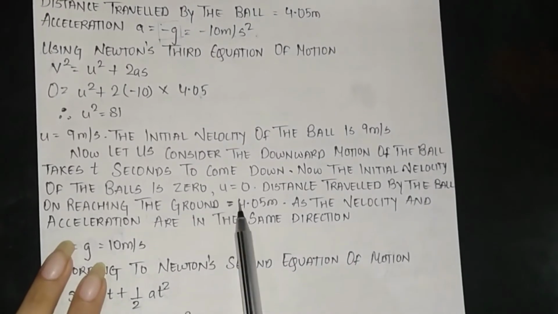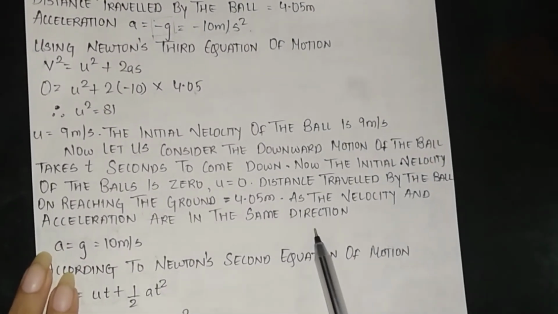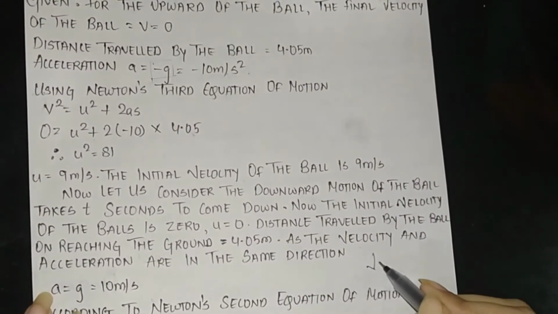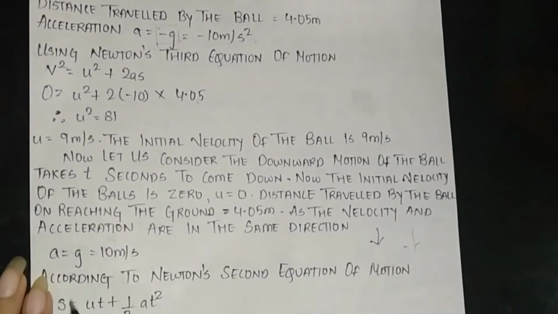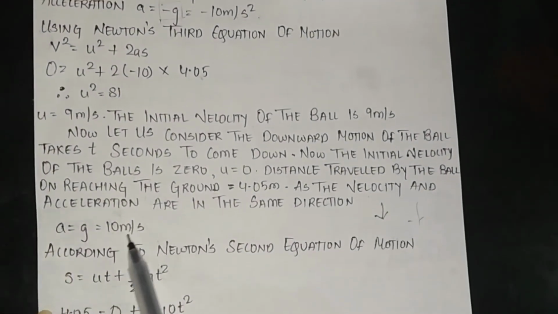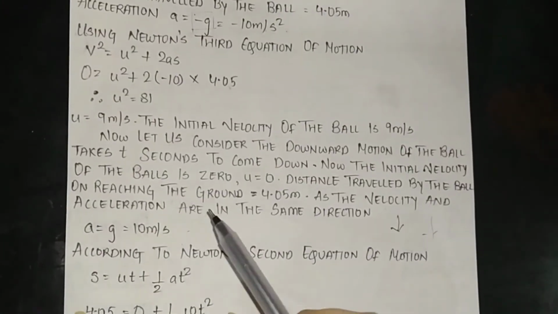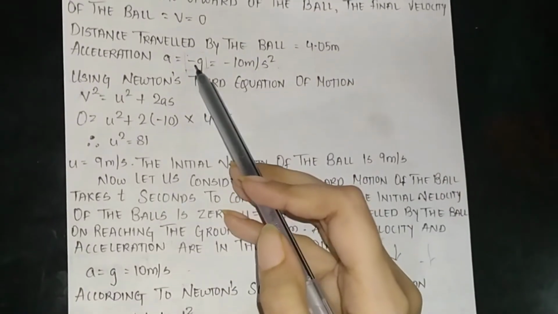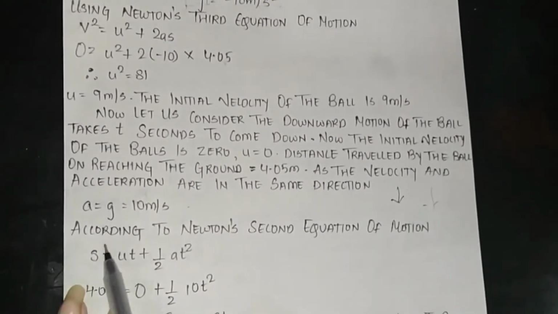We can easily write the value. As the velocity and the acceleration are in the same direction, means in this case the velocity and the acceleration are in the same direction, means it is in downward direction, a equals g equals 10 meter per second square. Here we have not written minus g because the velocity and the acceleration are in the same direction, and there we have written minus g because they both are in opposite direction.